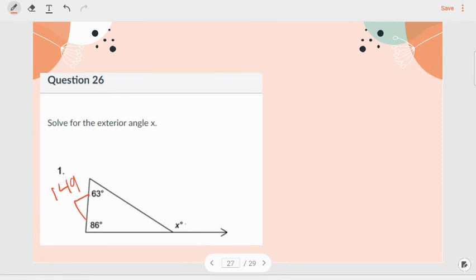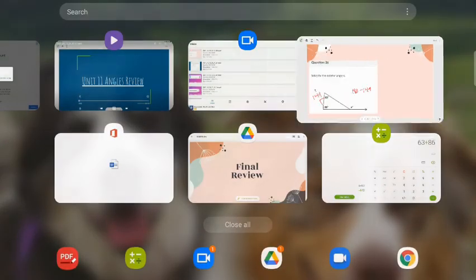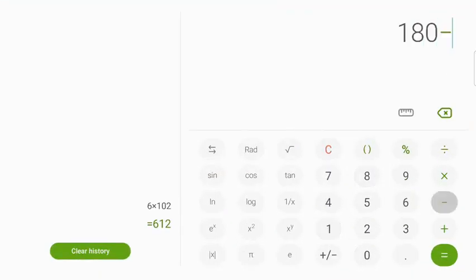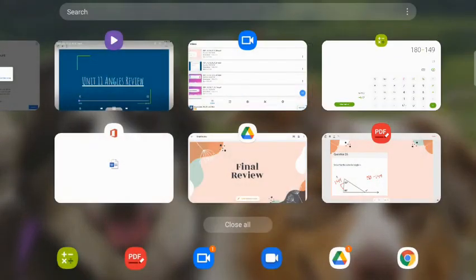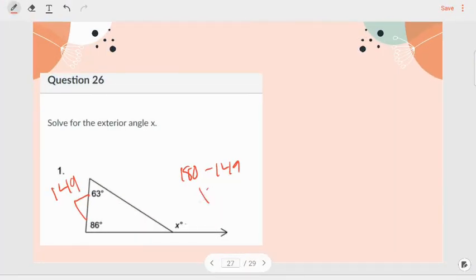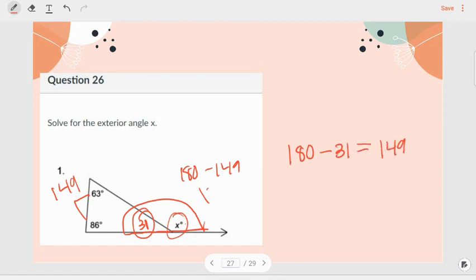And if my two angles total 149, 180 minus 149 is 31. So x doesn't equal 31. Make sure you recognize that my inside angle equals 31. And how do I get that outside angle? Remember, this is a straight line and totals to 180. So 180 minus 31 equals 149. So my final answer is 149.